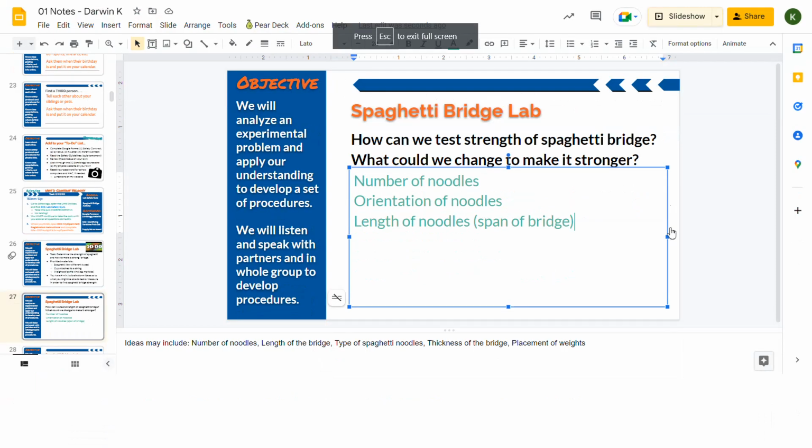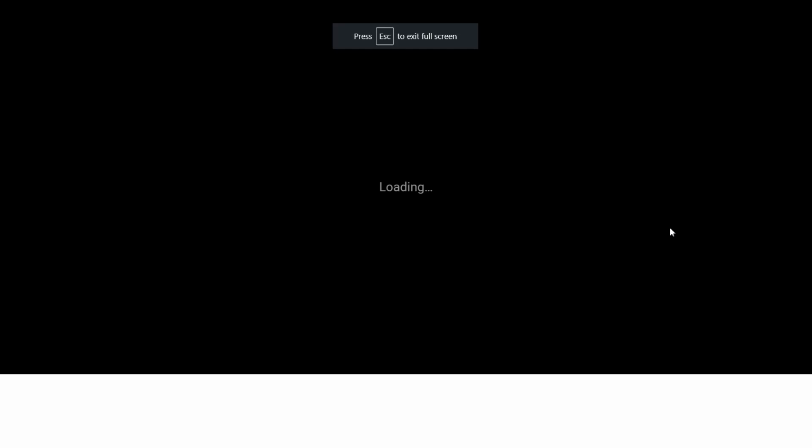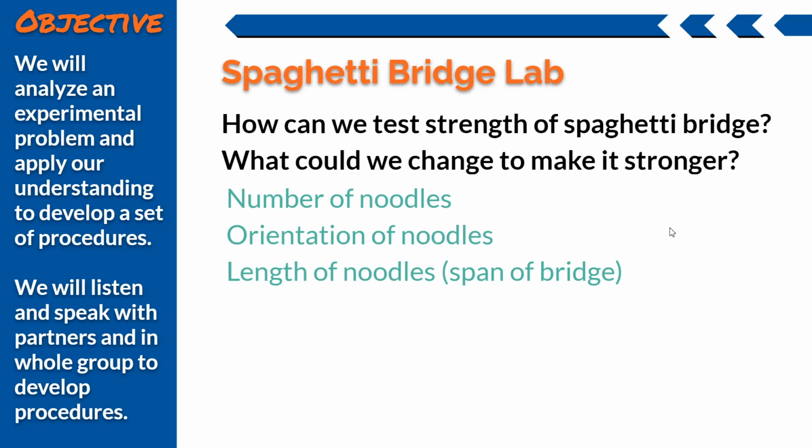So these are all different things that you could change in order to change, or at least possibly change. We don't know if it's going to change it, but to possibly change the strength of the bridge would be to change the number of noodles, maybe how those noodles are placed, and then change the length of the noodles or the span of your bridge.